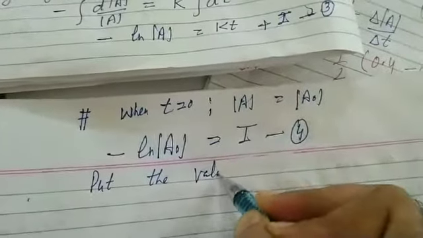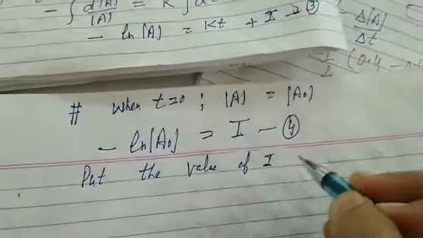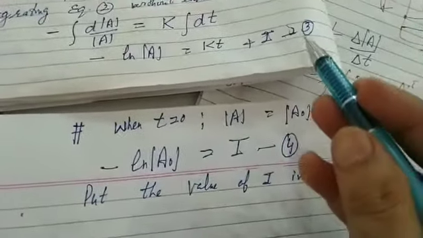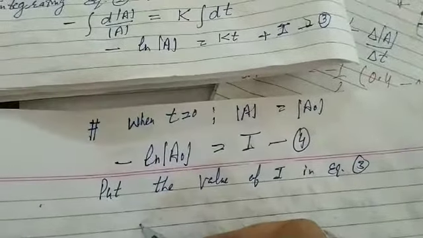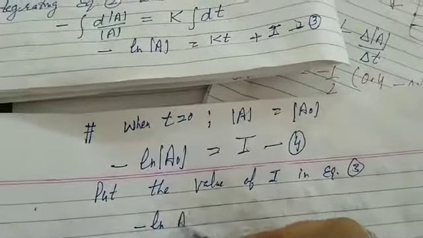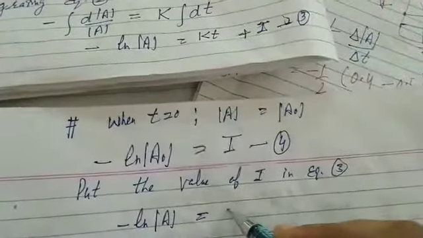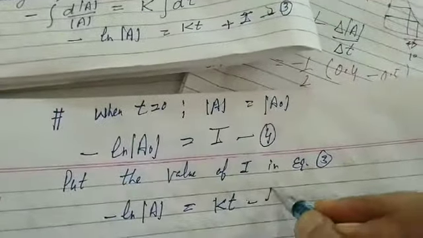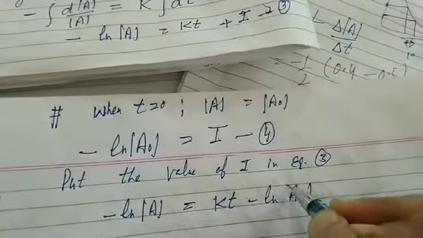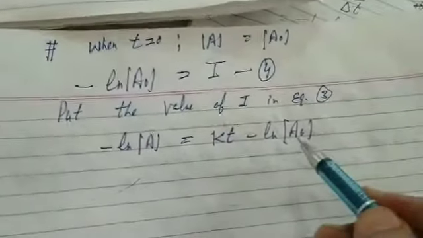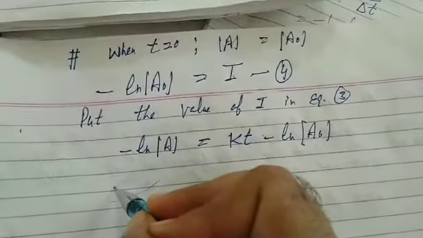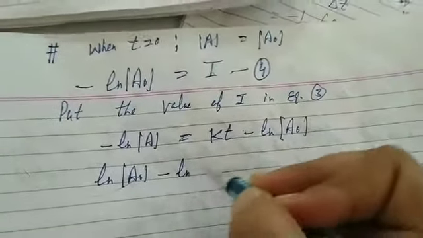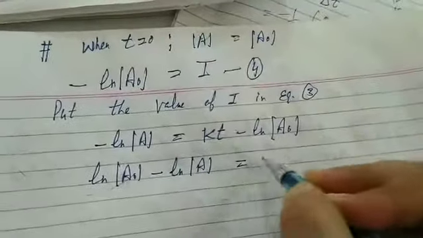Now students, put the value of I in equation 3. Now equation 3 becomes minus log A is equal to kt plus I; we put the value of I, minus log A naught. Now students, please put it on left side. Now it becomes positive. Log A naught minus log A equals kt.